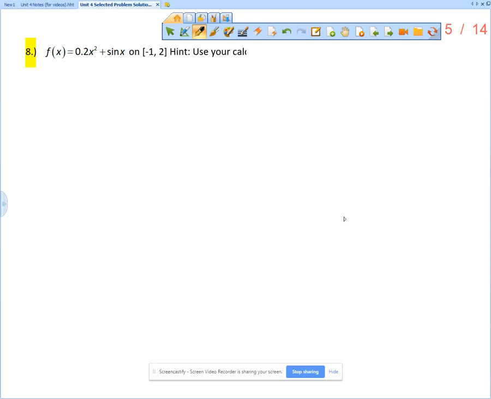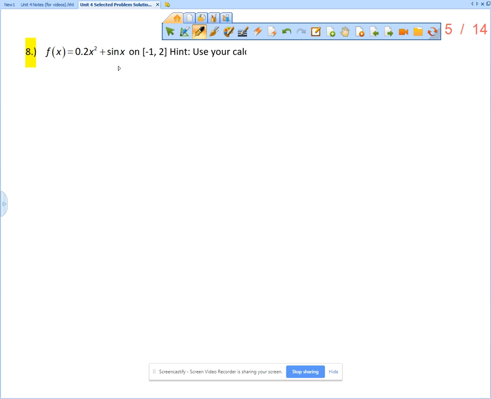This is the solution video for section 4.2, problem number 8. The directions say, determine if f satisfies the conditions of the mean value theorem. If so, find all possible values of c. Problem number 8 says f of x is 0.2 x squared plus sine of x on the interval -1 to 2. And hint, use your calculator.